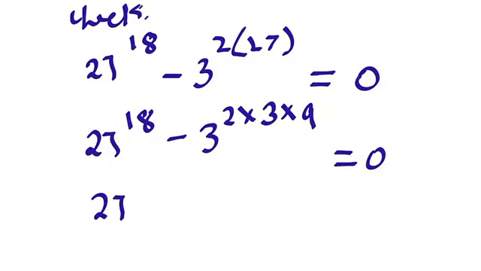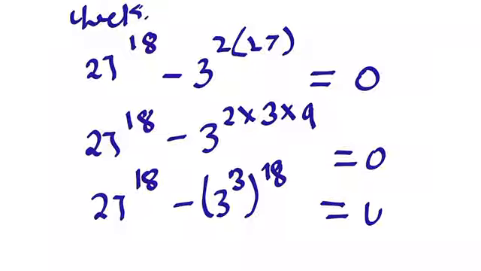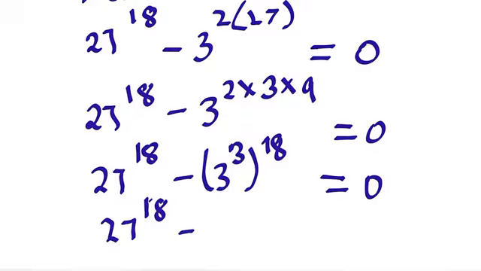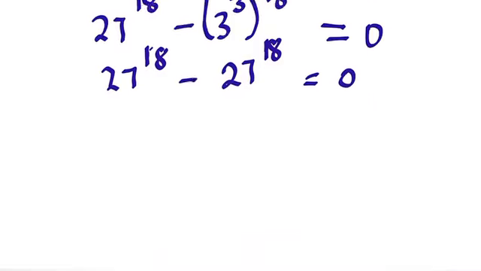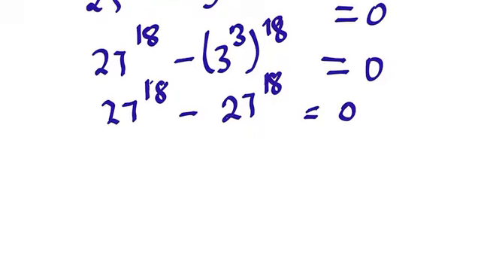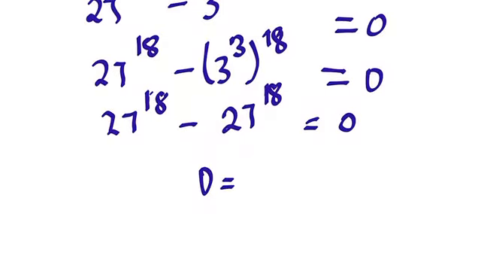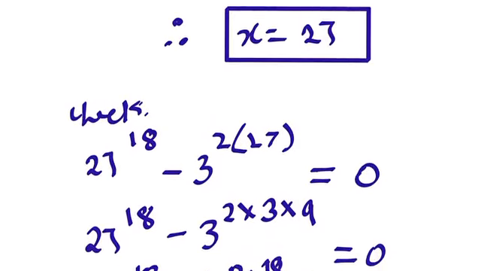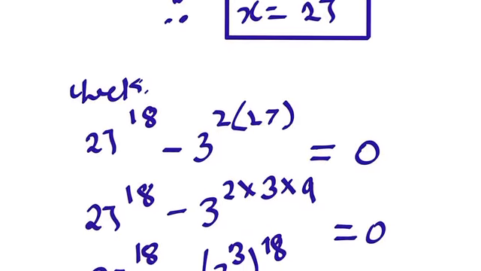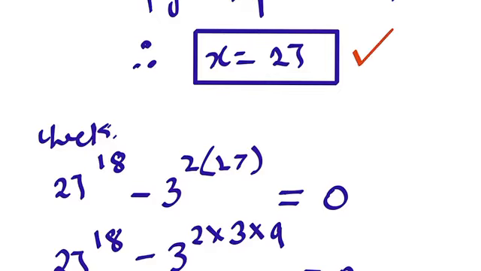So from here I can have 27 to the power of 18 minus this, taking the 3 first, then I put 2 times 9, we're going to have 18, then equals 0. So we're going to have 27 to the power of 18 minus, so 3 to the power of 3 here will give us 27, then to the power of 18, then we have 0. So 27 to the power of 18 minus 27 to the power of 18 will give us 0, right, equals 0. Which is telling us that x equals 27 is our solution.